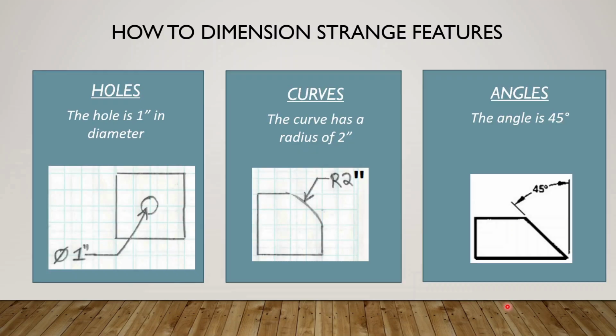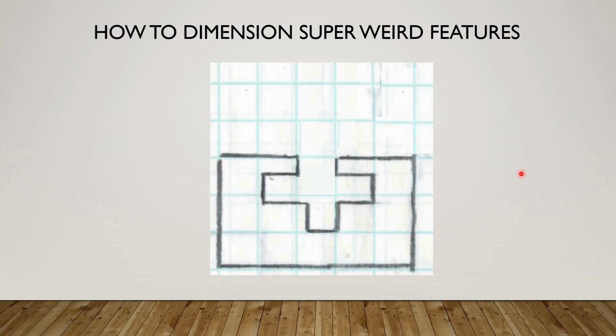Just to review, here are the 3 most common strange features that you would need to dimension. Holes are communicated in diameter, curves are communicated in radiuses, and angles are obviously communicated in degrees. Sometimes you come across a really, really weird feature like this.